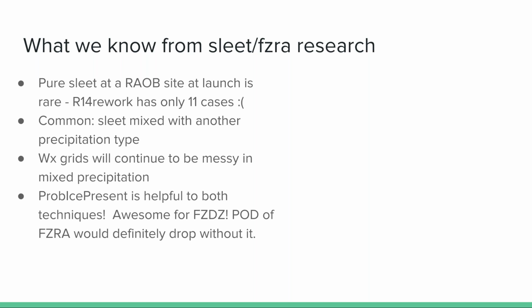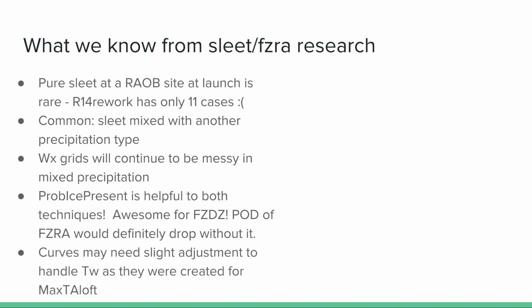Something also of note is that prob ice present has been helpful to both the top-down and bricklayer techniques, and it's been super great for freezing drizzle detection. Definitely the probability of detection of freezing rain would drop without it. I want to check later today how many cases prob ice present has helped in the POD, like if you removed it, what would happen? But definitely that grid is mandatory. And the curves that we have in place may need slight adjustment.